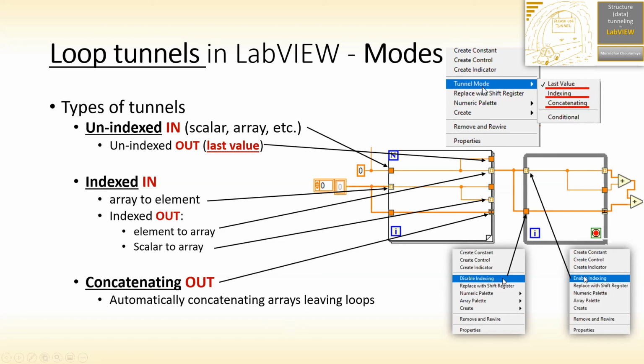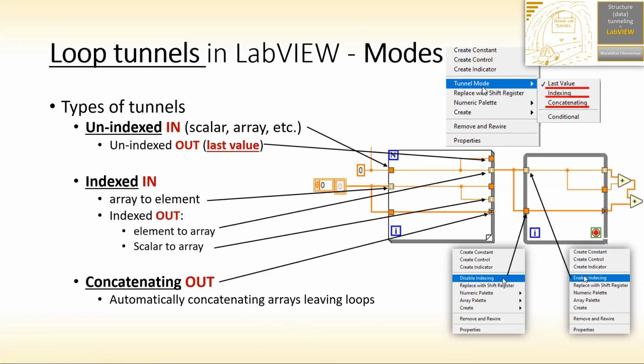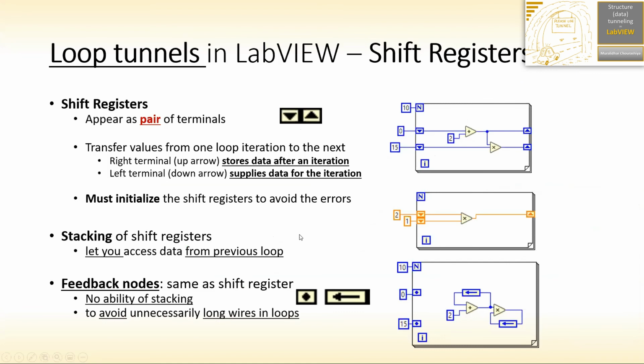It is useful for making data in an array, accessing the data in an array, or modifying the data in arrays. And the next one is called shift registers. It is useful when you want to store data from the previous loop. So if you want to know what happened in the last loop, you use this shift register.